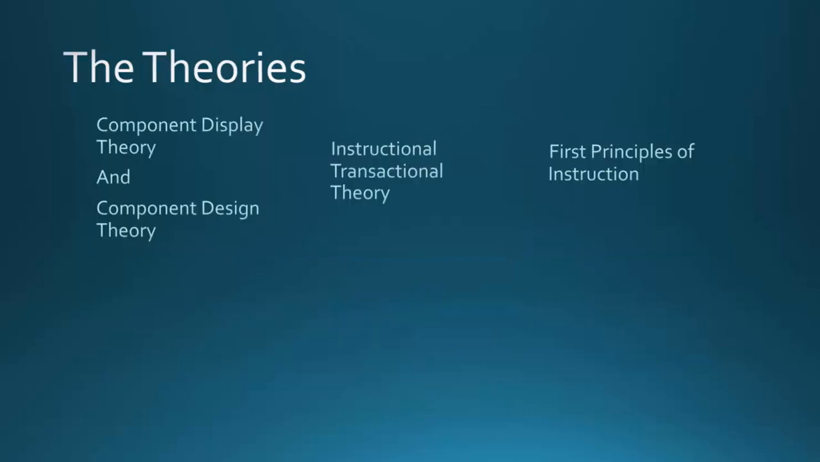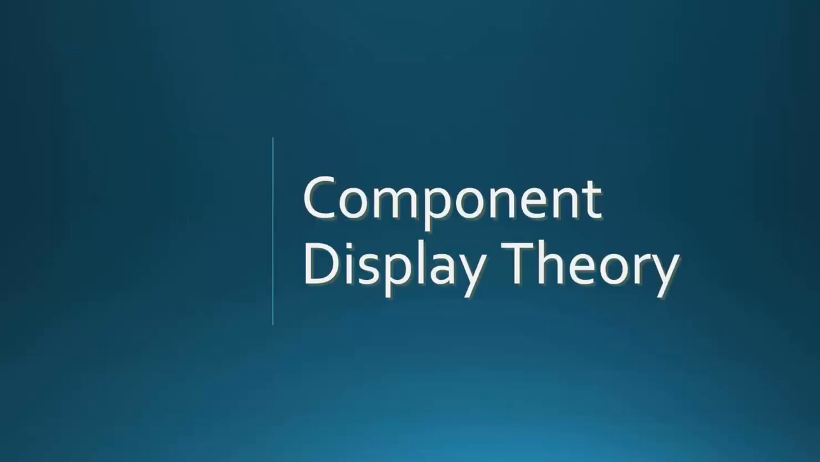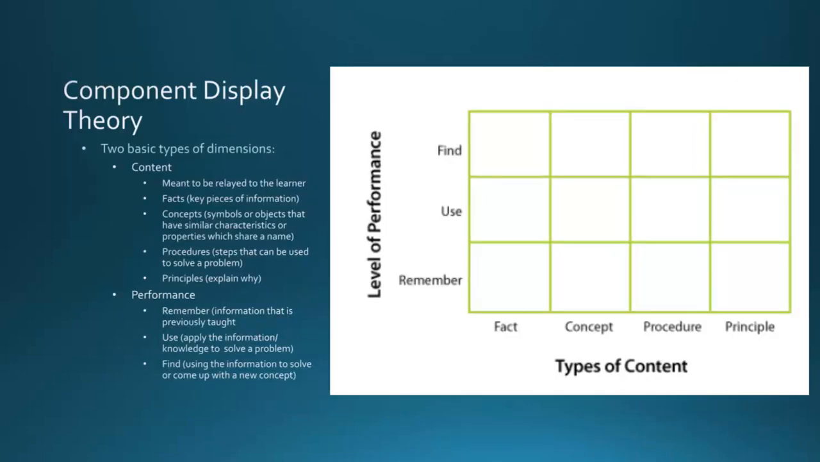Merrill is known for three main theories: component display theory, which he updated in 1994 to component design theory, instructional transactional theory, and the first principles of instruction theory. Component display theory has two basic types of dimensions: content, which features facts, concepts, procedures, and principles, and performance, which is remembering, using, and finding.